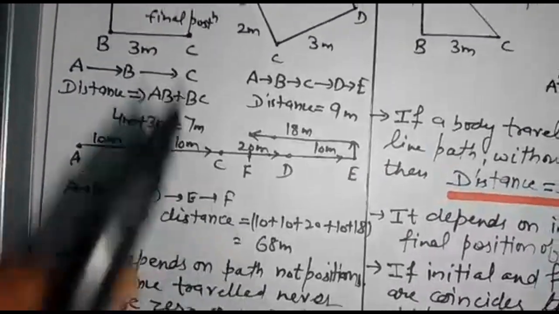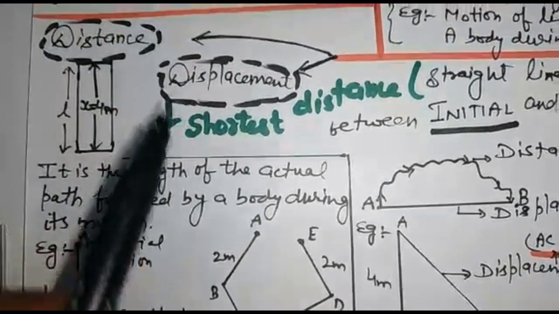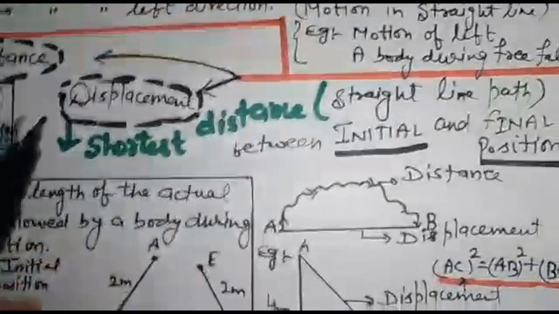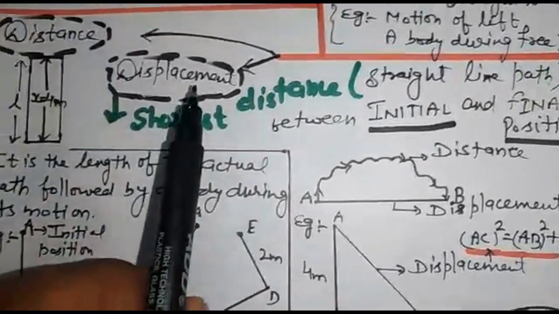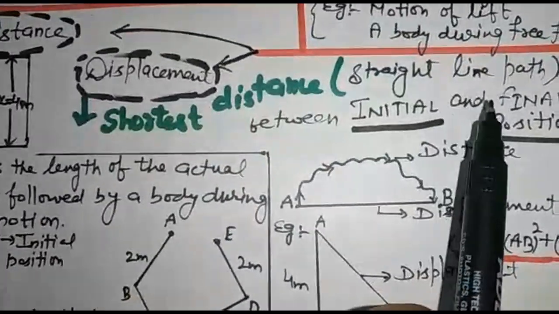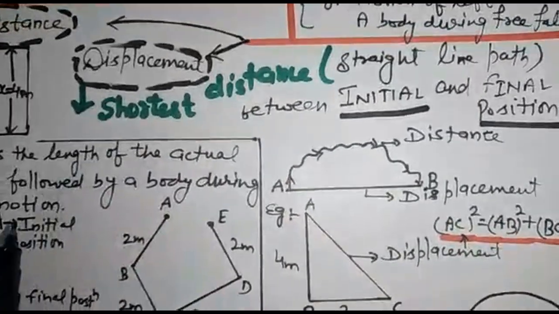Understand? Okay. Now let us discuss displacement. I have written here shortest distance. Why shortest distance? Let us understand this concept. Displacement is the shortest distance, or we can say the straight line path between the initial and final position. Here we discuss the path.